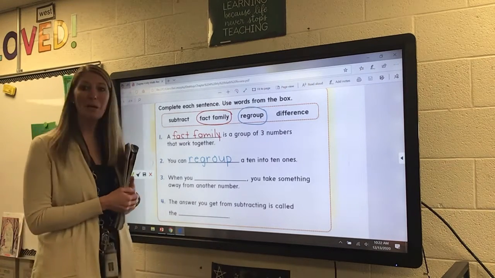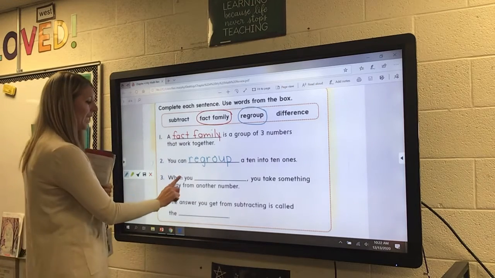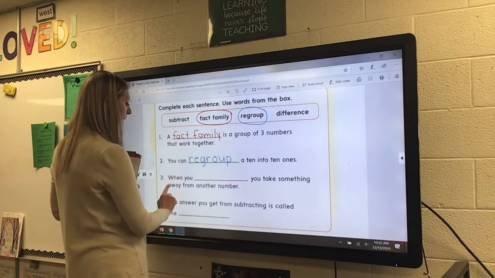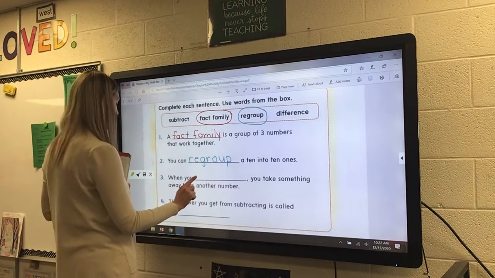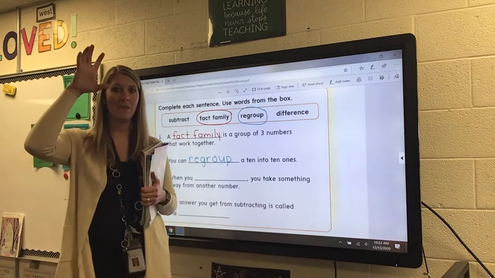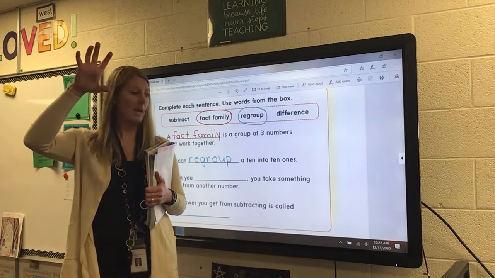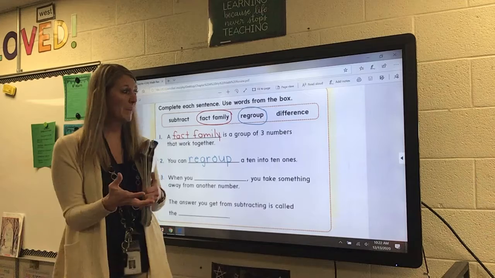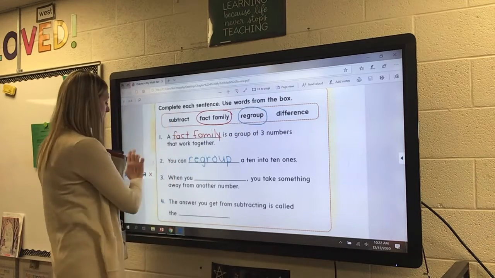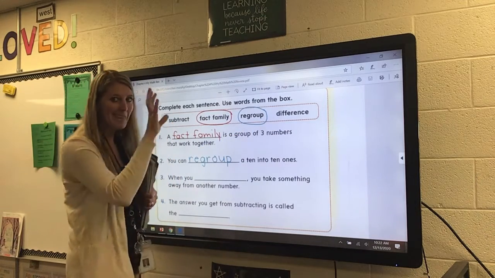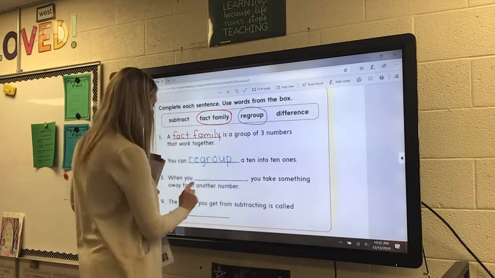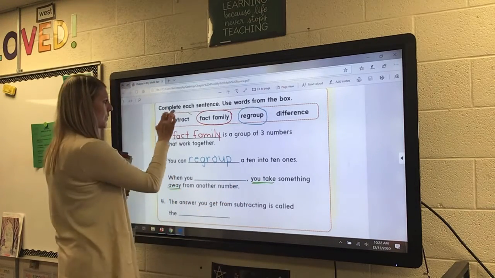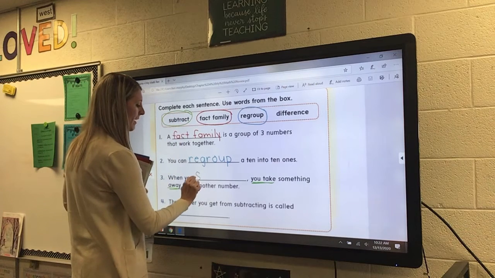All right, number 3 says, when you blank, you take something away from another number. So when I have something and I take something away from it, what am I doing? Difference or subtract? I definitely think I'm subtracting because I'm taking away. So that's the key word, you take away. So you are subtracting or subtract.